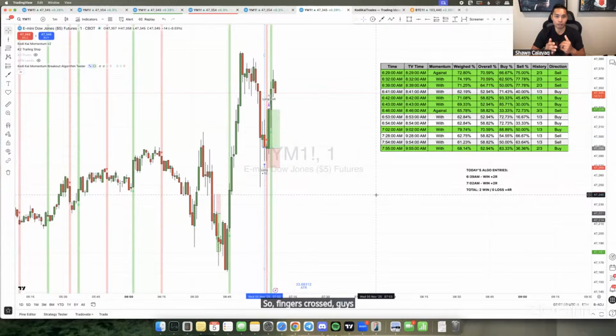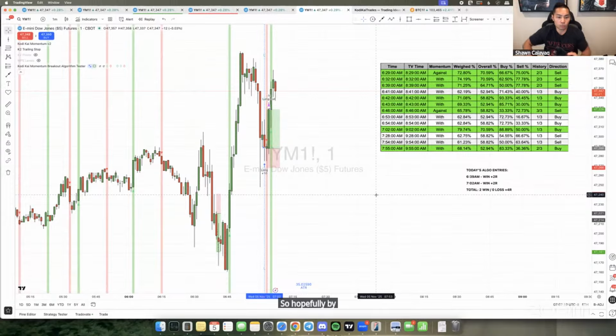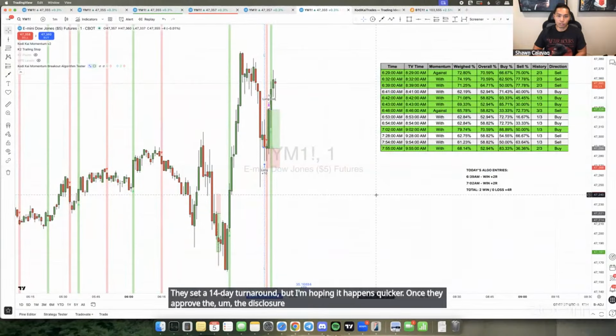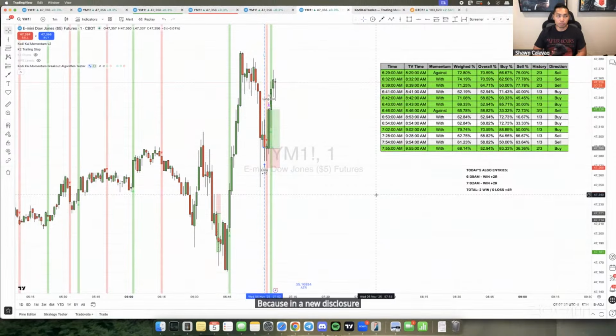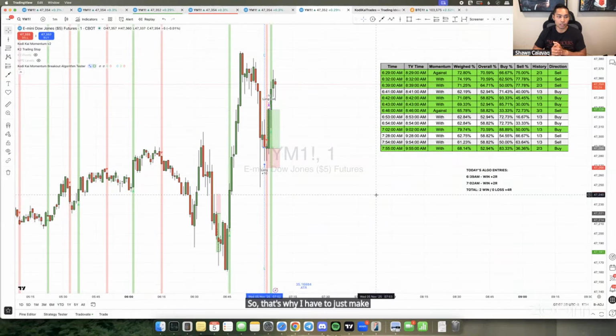The main thing I'm waiting for right now is the regulators to approve my disclosure document, and then we're going to make the transition to StoneX. That's all I'm waiting for. Today's Wednesday. They said a 14-day turnaround, but I'm hoping it happens quicker. Once they approve it, I can start to transition people over. The previous document said we were using NinjaTrader. The new one says that we have to use StoneX, so I had to make that little change.